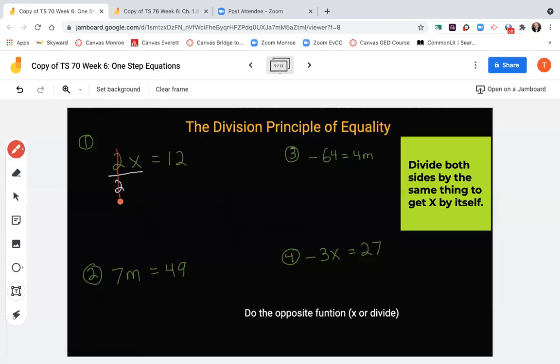So I noticed that the operation going on in the equation was multiplication. I figured that to nullify that, I had to do division. Whatever I did to that side, I have to remember to do to the other side as well. So I've got 12 divided by 2 as well. Notice I'm just writing it like a fraction symbol. So now these 2s cancel out, so I have x, essentially 1x, but it's just x, same thing, equals 6. So I just solved a one-step equation using the division principle of equality.